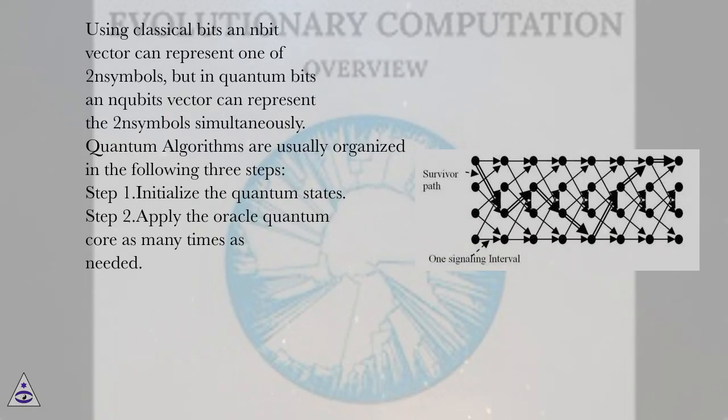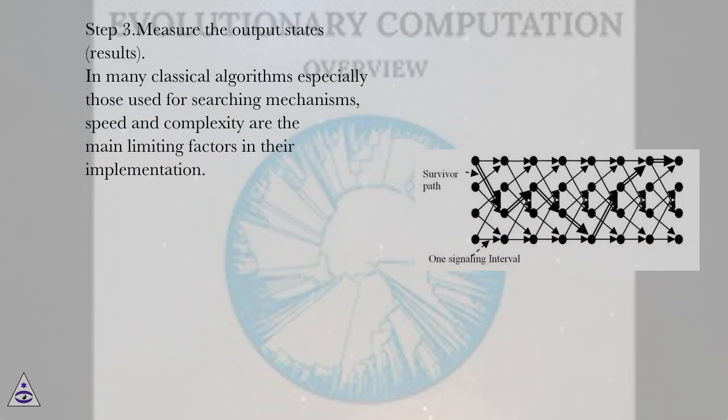Quantum algorithms are usually organized in the following 3 steps. Step 1: Initialize the quantum states. Step 2: Apply the Oracle quantum core as many times as needed. Step 3: Measure the output states, the results.